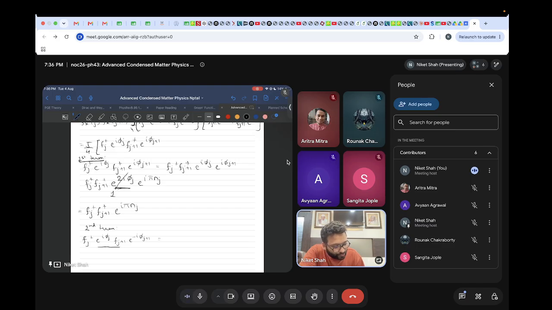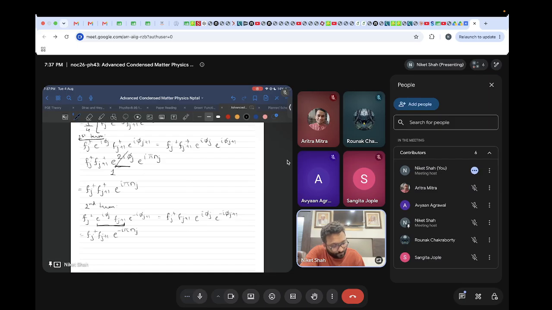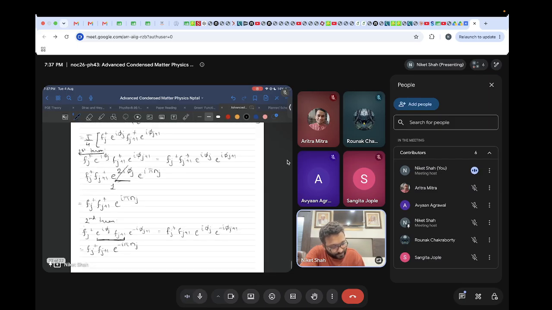So for this term, again, these two can commute with each other. So that's why I get f j dagger f j plus 1 e raised to power i phi j e raised to power minus i phi j plus 1 equals f j dagger f j plus 1. Till phi j, my phase gets cancelled off, and what I end up having is e raised to power minus i pi n j. Right, that's my second term.